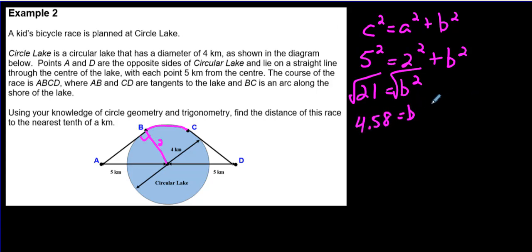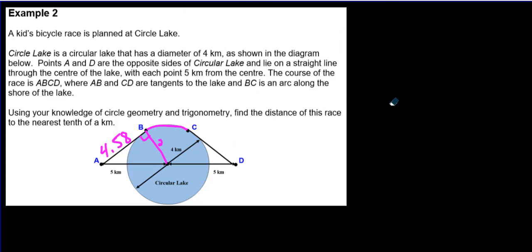And that's the distance from A to B. I might just write that in: 4.58. Okay, and that's kilometers, but we'll figure that out later. So I'm going to erase this because we won't have room to continue that. And I just want to ask a question here. Is this distance really the same?